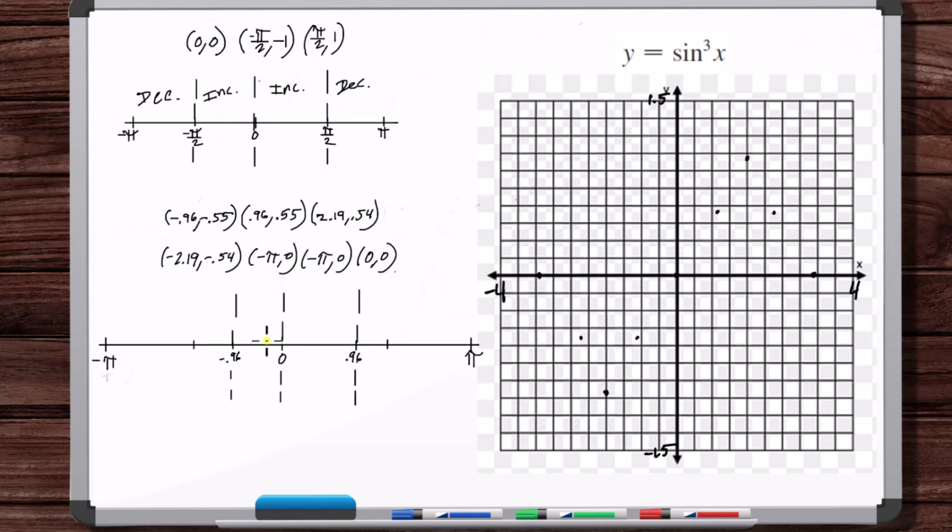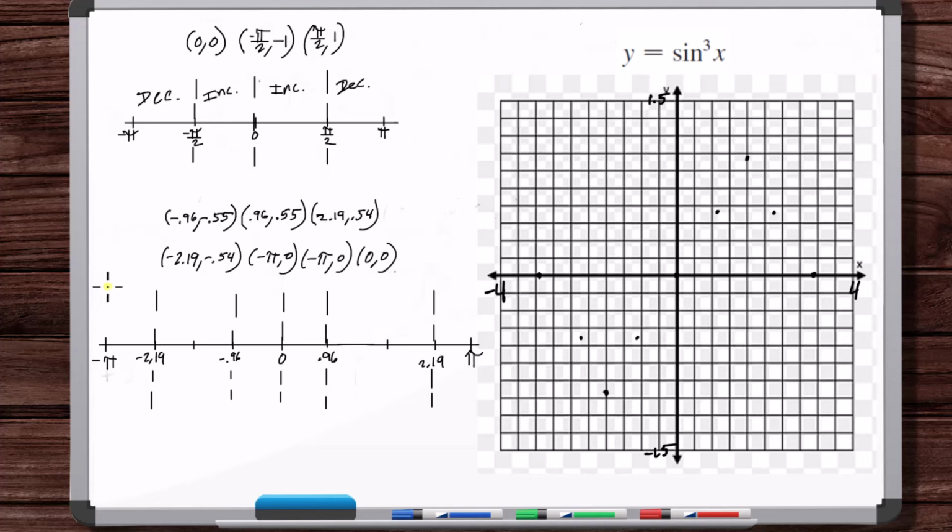Okay, and then 2.19 is about in here. Okay. So there's all of the... I don't know if that's evenly spaced. Let me change this to get it to where it looks more spaced out evenly. Yeah, there we go. Okay.